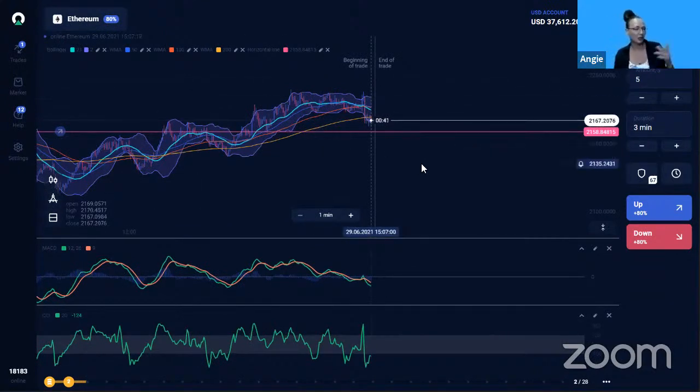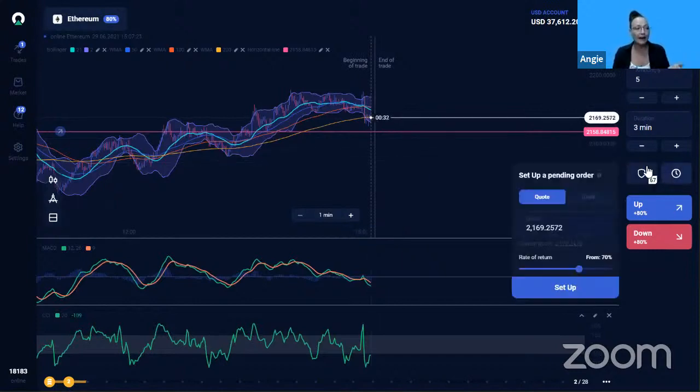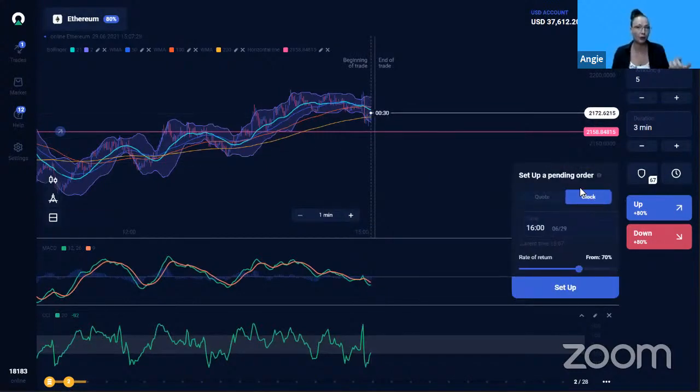Yep. I just wanted to mention that with the pending order, you can set it up by a specific quote, like Yaroslav just showed, or you can also set it up by a specific time. So if you want the trade to open at a specific time.